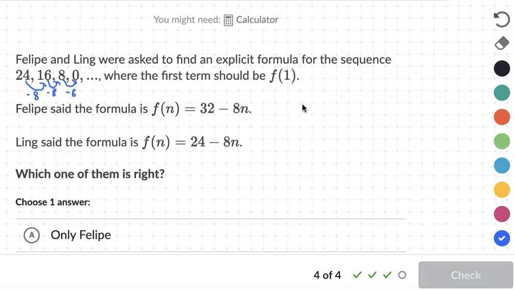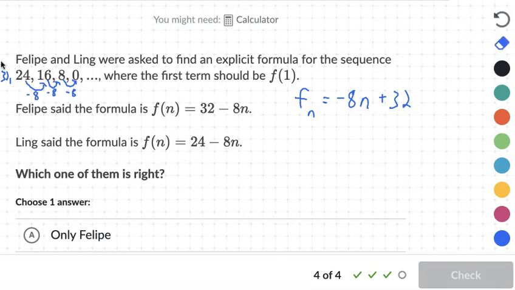Let's get our sequence started here. So I have f sub n equals -8 times the term number. Now we need to make our adjustment here because -8 times 1 does not equal 24. So we're working backwards here to figure out what the imaginary term right before 24 is. So let's go ahead and add 8 to 24. 24 plus 8 equals 32. So 32 minus 8 equals 24. So that's our adjustment, plus 32. So -8 times 1 plus 32 does equal 24.